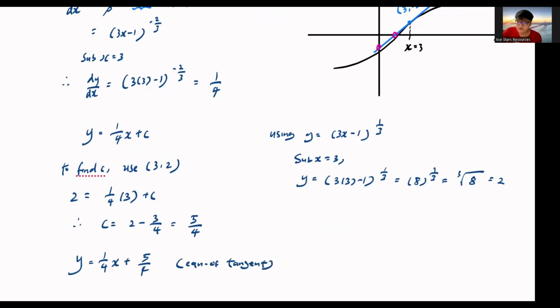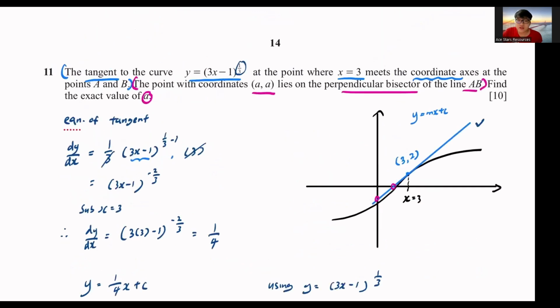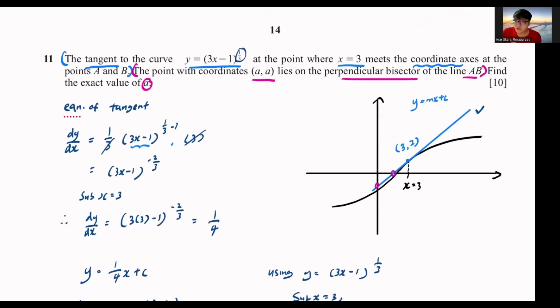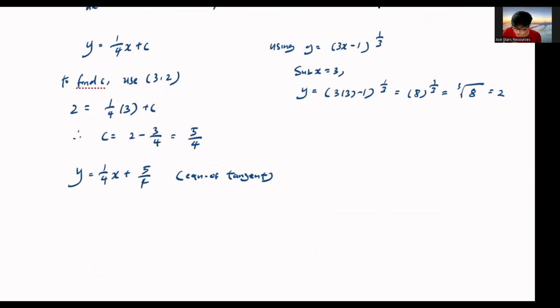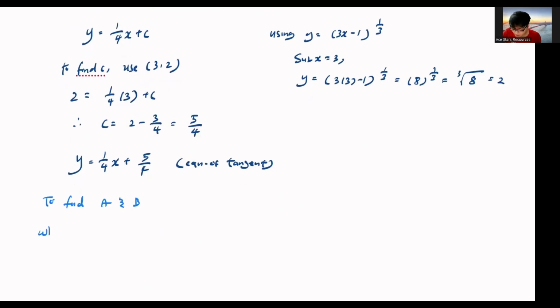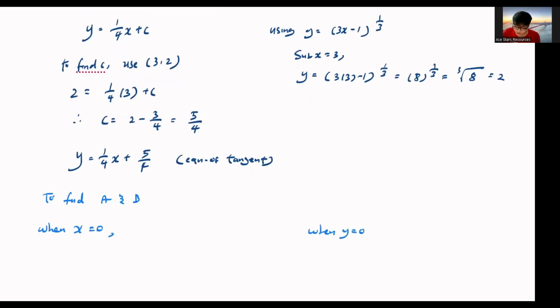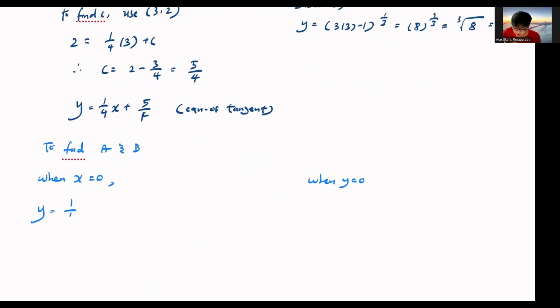And now we'll be looking into the next part where we have to find points A and B, right? So how? Points A and B technically cross the coordinate axes. So to find A and B, you have to assume when x is equal to 0 and when y is equal to 0. When x is equal to 0, because this is where it cuts the y-axis, y will be 5 over 4. So (0, 5 over 4) is point A.